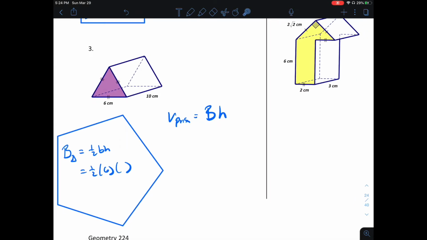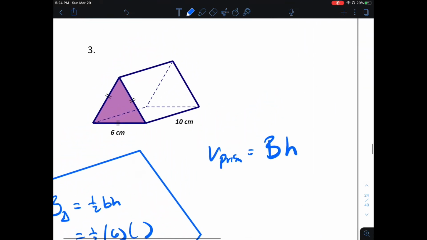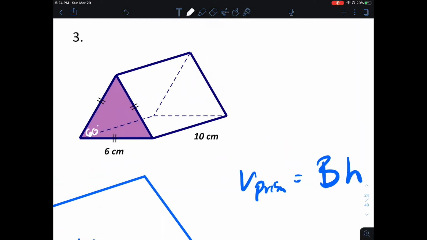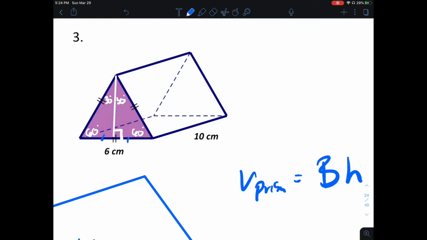Notice it's equilateral. I just want to make sure we understand this purple triangle is the base, and this back one is the base too. In an equilateral triangle, I hope we understand at this point, it's also equiangular, which means each angle is 60 degrees. If we draw the altitude, it does three things. It makes a 90-degree angle, cuts the vertex angle in half, and half of 60 is 30. And it also cuts the other side in half, which makes each of these half of 6, which is 3.